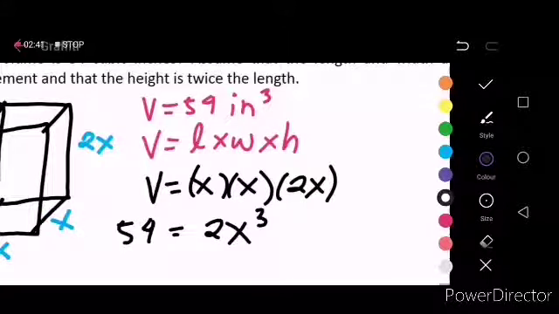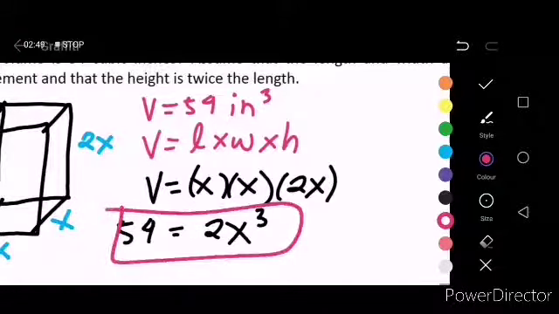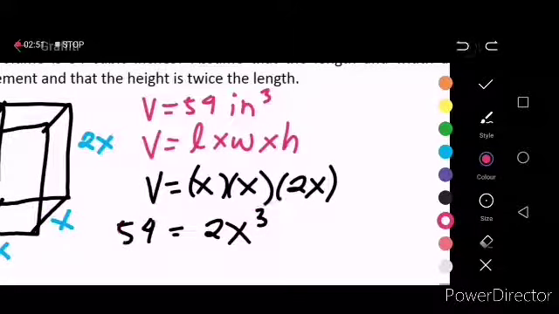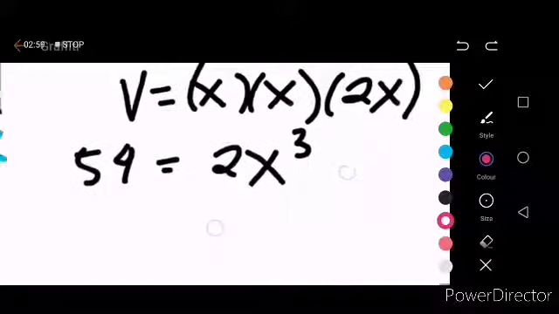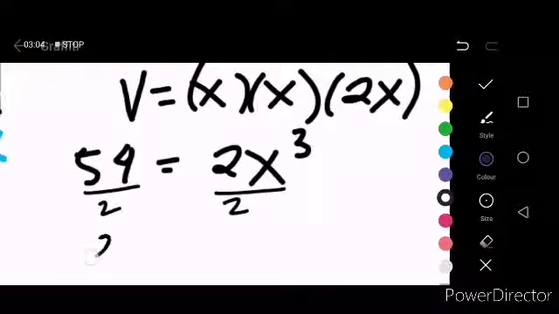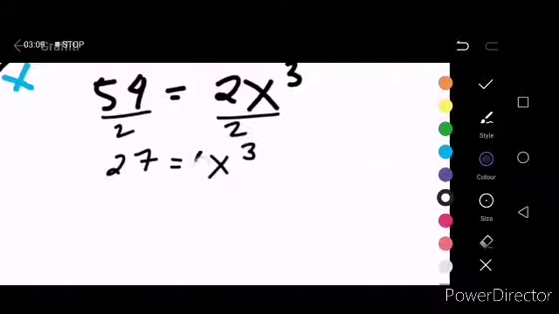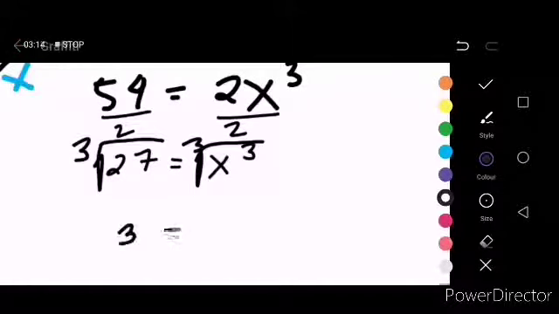Ayan. Ngayon, bakit ginawa natin yan? Kasi nga, hinahanap natin yung value ng x. Now, given this, can we find or solve for the value of x? Of course. All you need to do is what? Yes, correct. You just need to divide both sides by 2. Dividing both sides by 2 will give you 27 equals x cubed. And getting the cube root of both sides will give you x equals 3 inches.